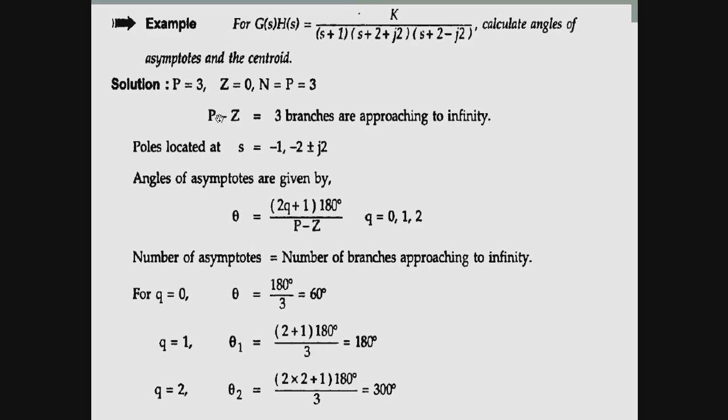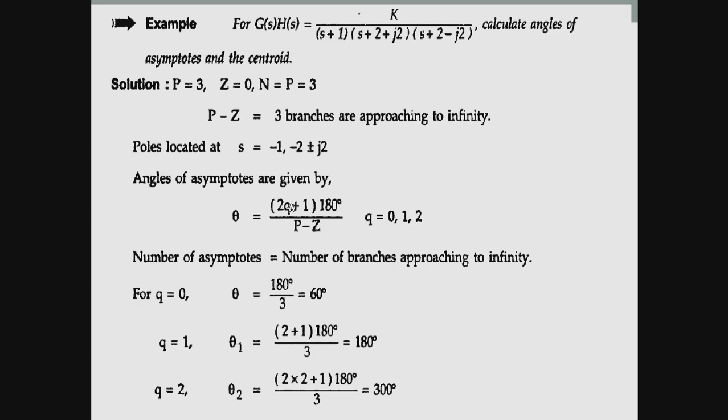Poles are located at minus 1, minus j, plus or minus j2. The angle of asymptotes is given by theta equal to (2q plus 1) times 180 degrees divided by p minus z. So, go on substituting with the q values. For q equal to 0, theta is 180 degrees divided by p minus z, which is 3, so it will be 60 degrees.